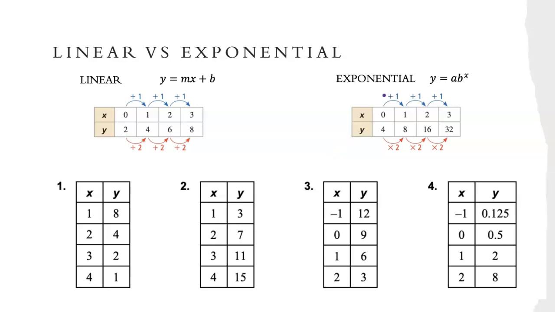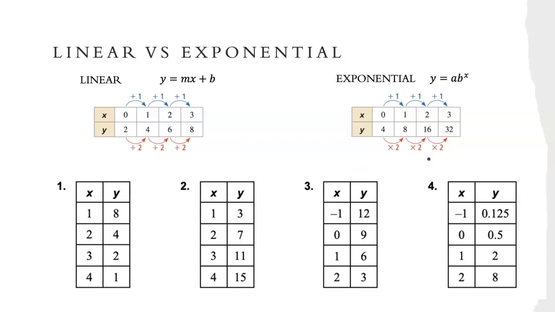In exponential, it's a little different. Instead of adding those, we'd be multiplying. So how do I get from 4 to 8? I multiply by 2. How do I get from 8 to 16? I multiply by 2. How do I get from 16 to 32? I multiply by 2. So the difference between linear and exponential when we're looking at them in a table is in linear, our constant is adding, to where in exponential, it's multiplying.